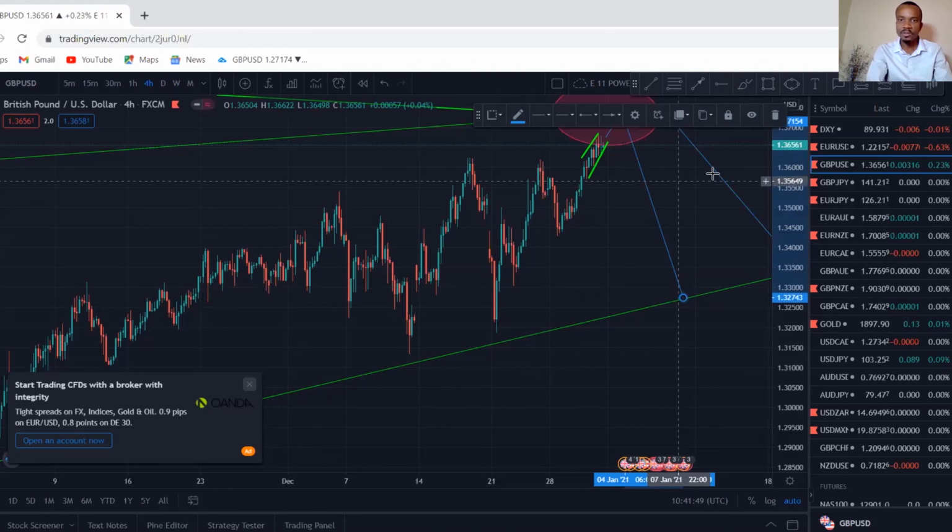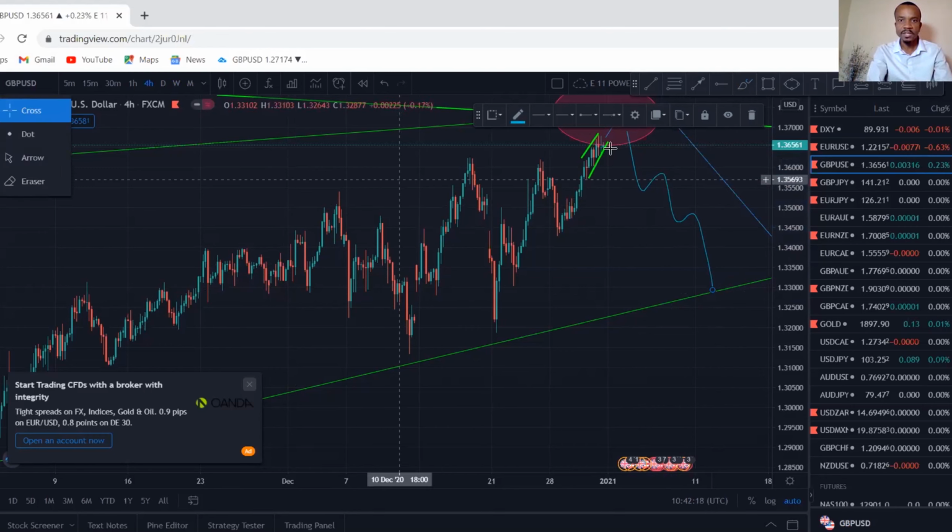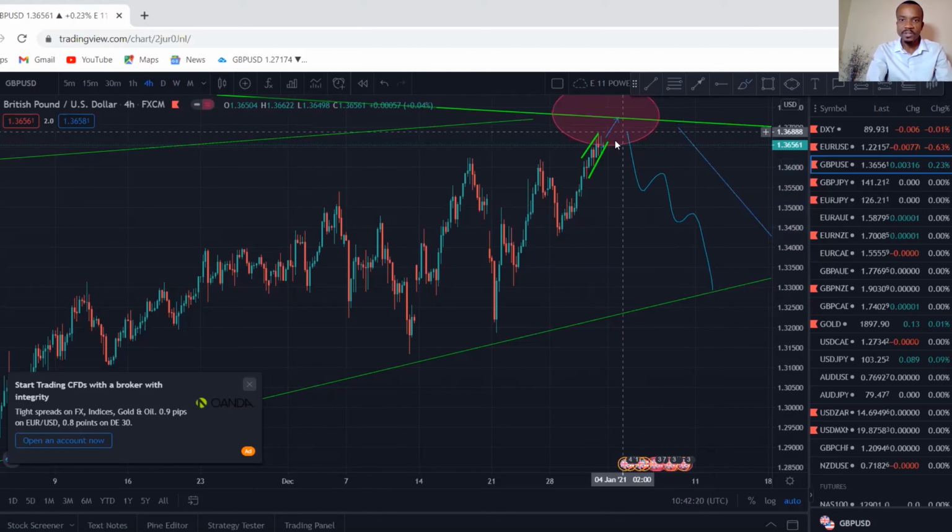Remember, price may be going in a push phase, corrective phase. Price will go in a push phase, corrective phase, push phase, corrective phase until this area there. So that's our first target from a 4-hour time frame. So this is what we'll be taking a look at from a 4-hour time frame. That's our first target on GBPUSD from a 4-hour time frame.